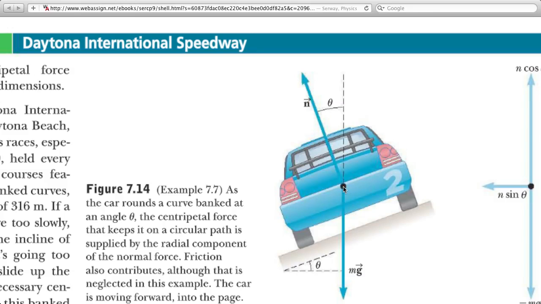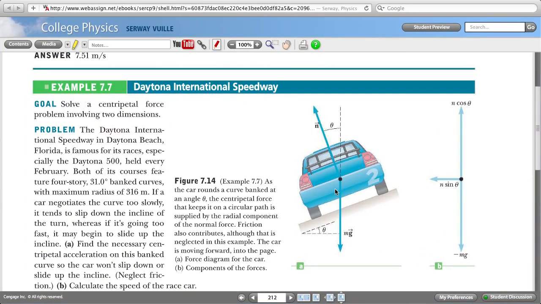And then you have a normal force that the track exerts on the car, and notice that the normal force is perpendicular to the track because it's supposed to be. All normal forces are contact forces, and all contact forces are perpendicular to the surface that is causing the contact force.